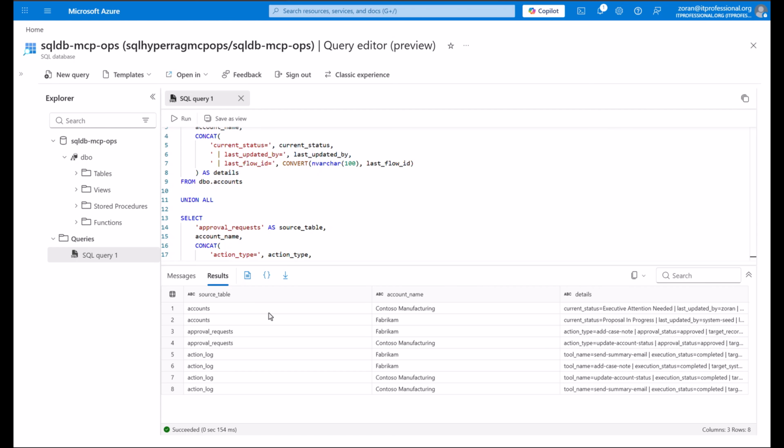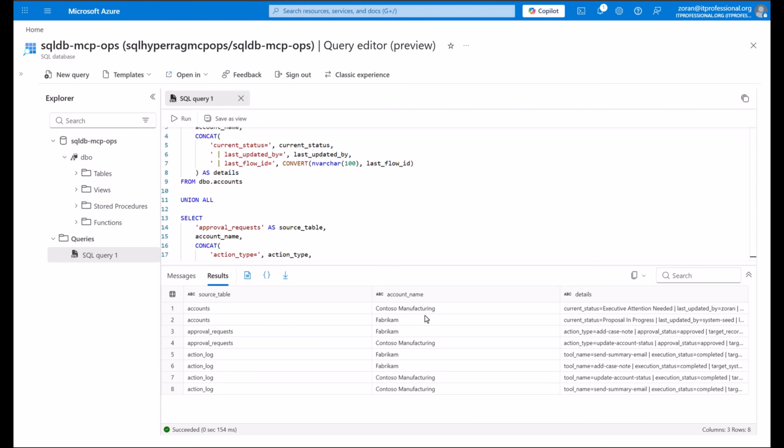In the approval requests, we can see that the right action was approved. In the account notes, we can see the actual internal note that was added for Fabricam. And in the action log, we can see the trace for that completed right action. So this confirms that the note was not written automatically. It was approved first, then executed, and then stored in the operational record.